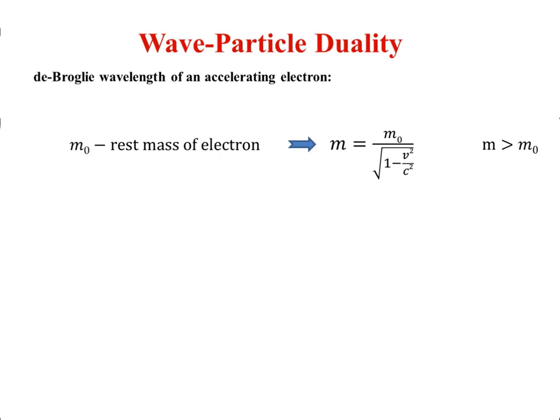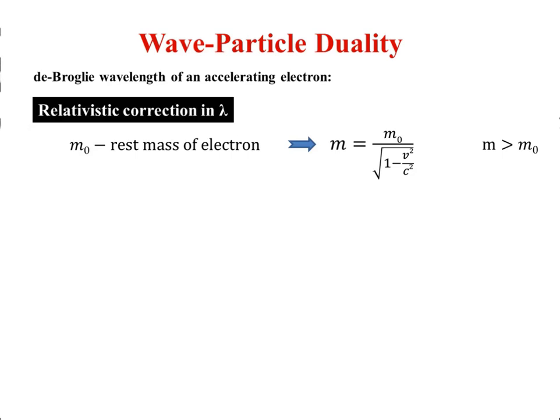So if an electron has a rest mass of m0, which is equal to 9.1 into 10 to the power minus 31 kilogram, then the mass of the electron will increase as its velocity increases. So the mass of a relativistically moving electron will always be greater than its rest mass. So there should be a correction in the de Broglie wavelength of the electron. To find that correction, we need a factor by which the wavelength is increased, and that factor should be in terms of known parameters like potential.